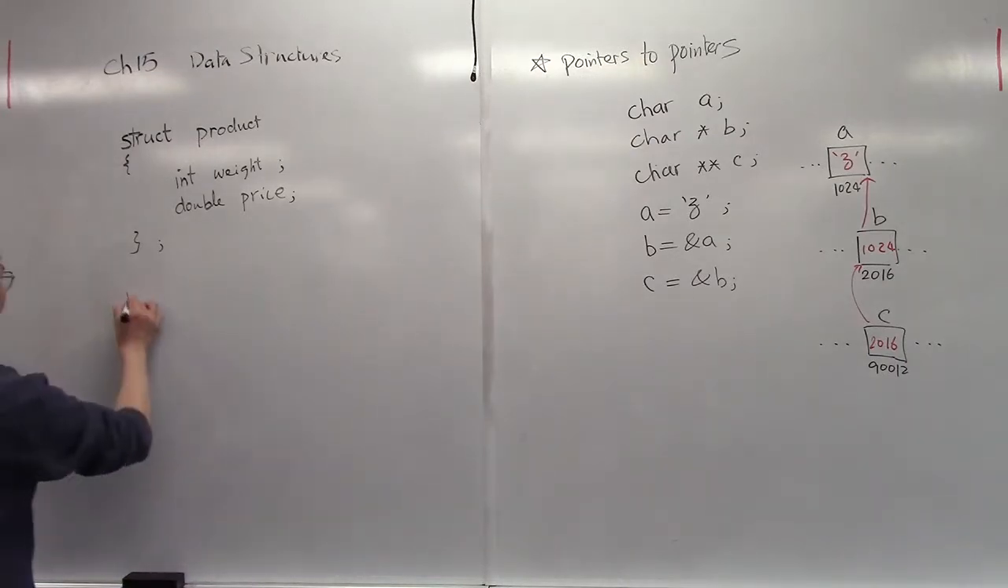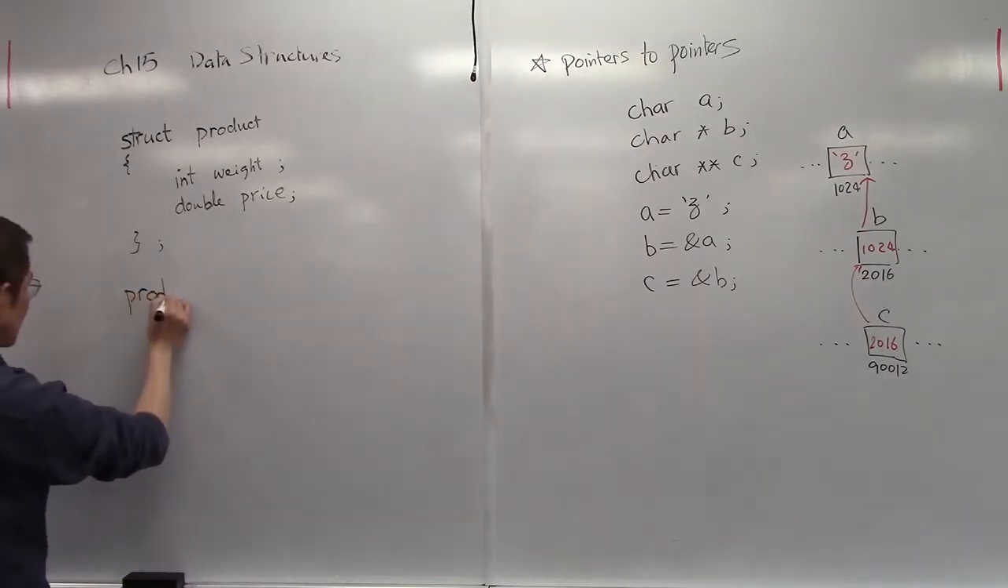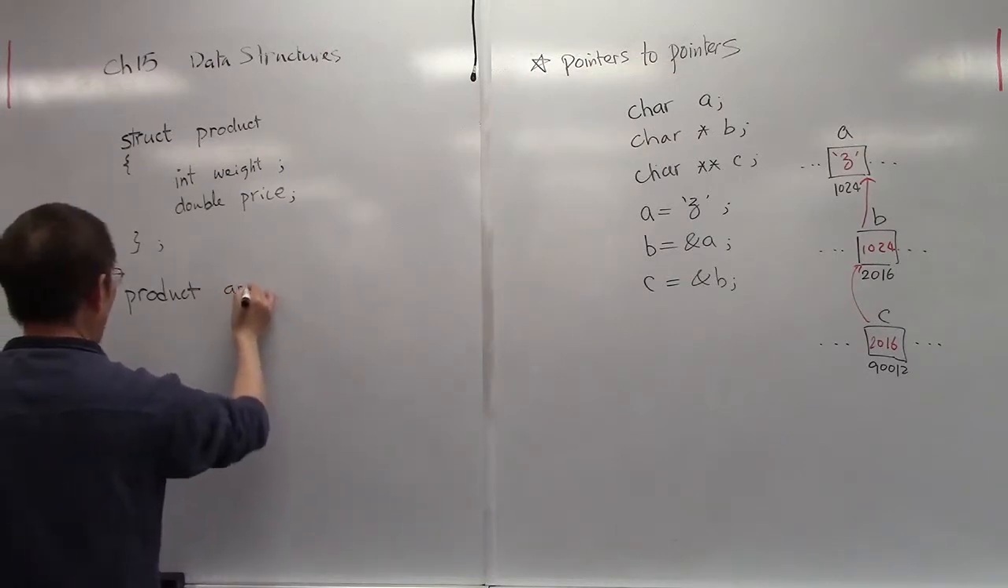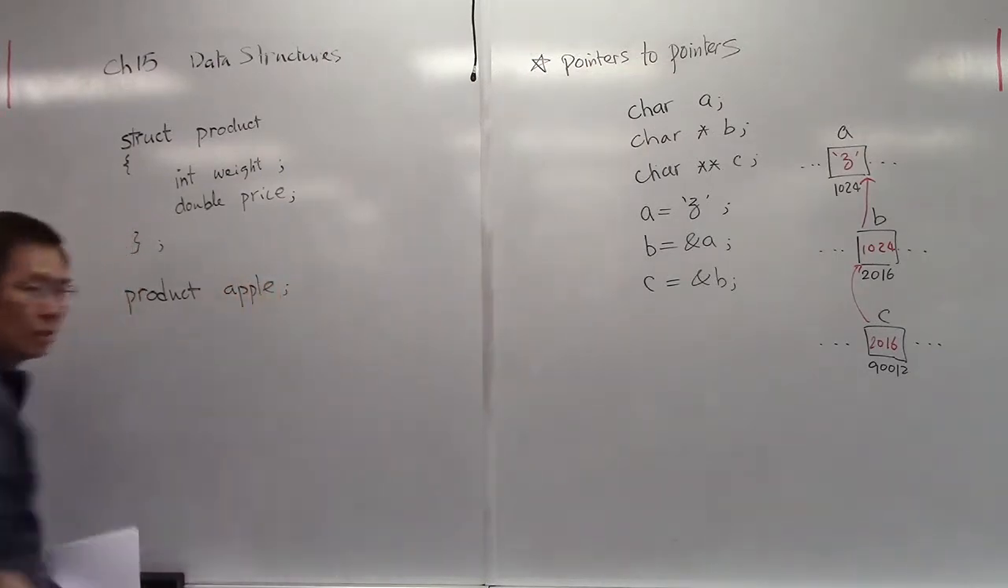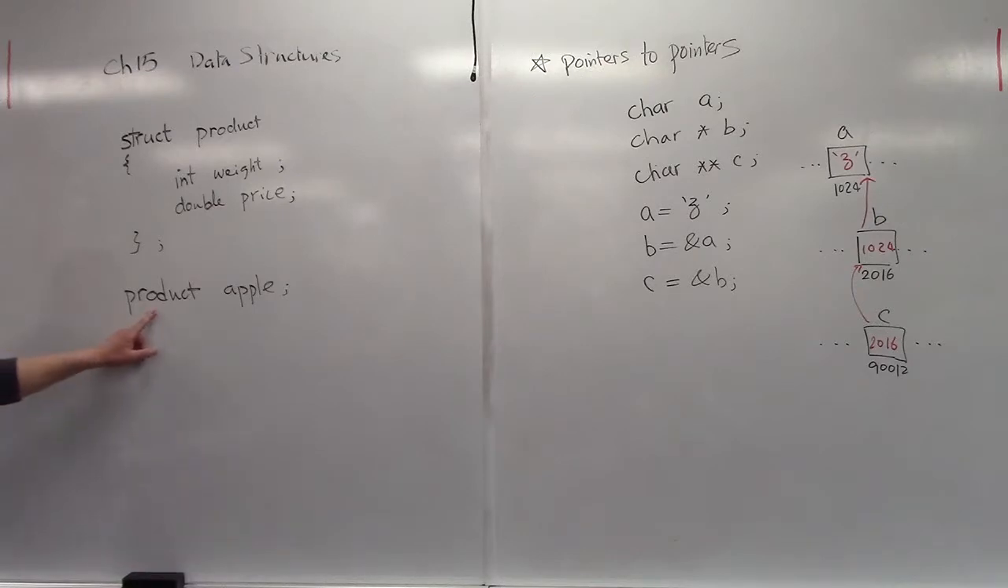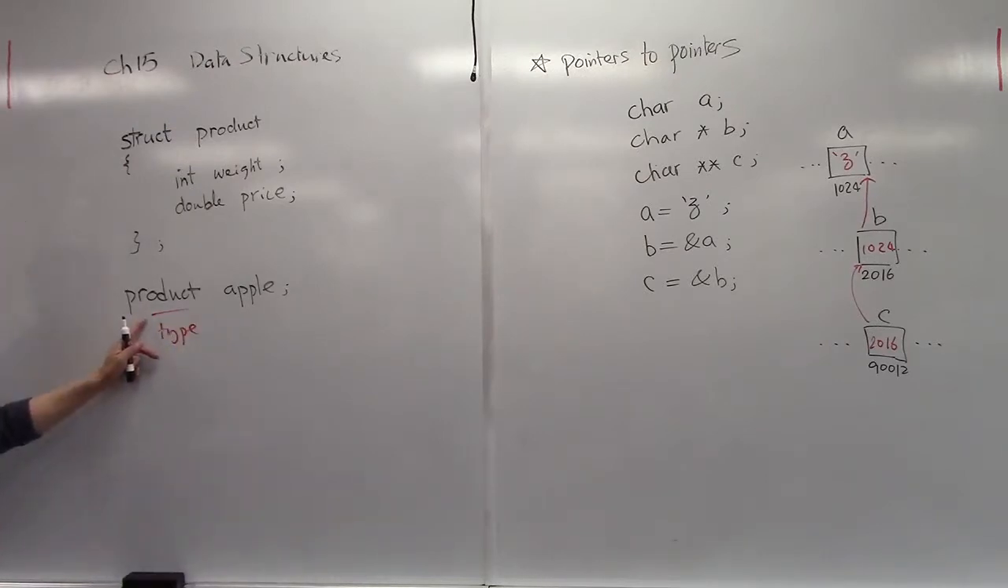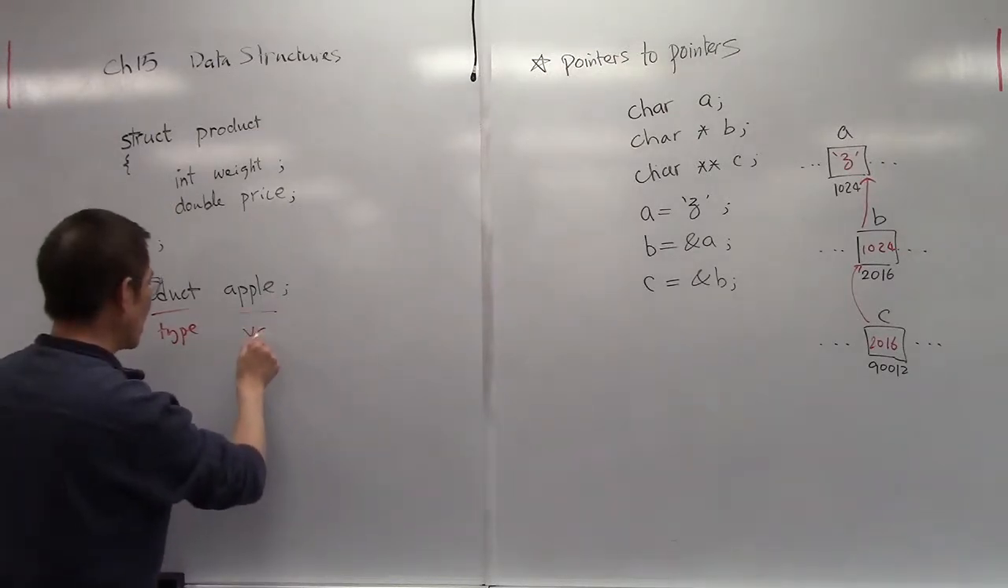Then with that, I can declare a product like an apple. Here, this is the structure type. This is called a type, just like integer type, float type, or double type. And this is the variable name.